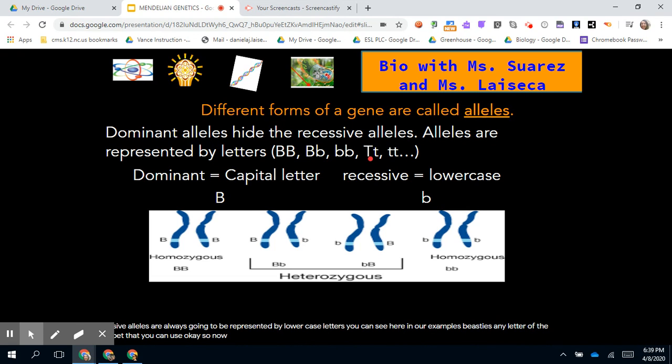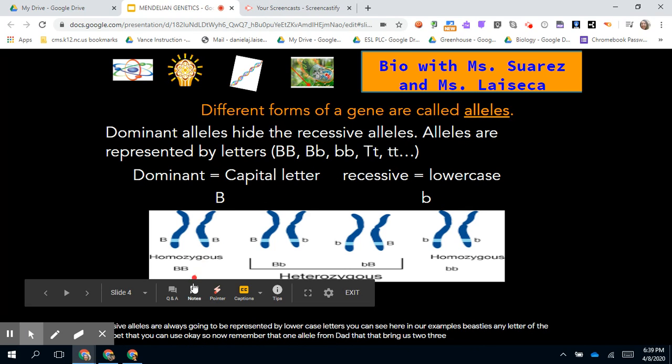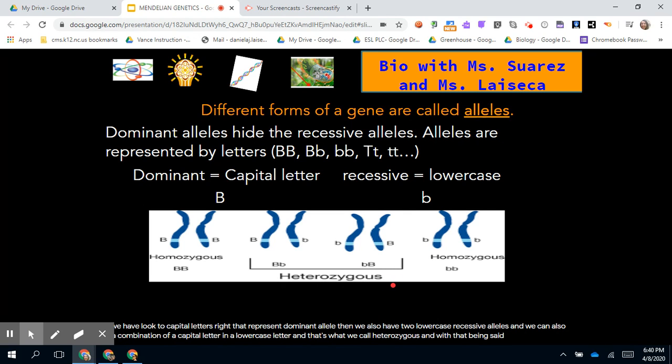So now, remember that we always get one allele from mom and one allele from dad. That brings us to three different possible combinations. Over here we have, look, two capital letters, that represent a dominant allele. Then we also have two lowercase recessive alleles, and we can also have a combination of a capital letter and a lowercase letter, and that's what we call heterozygous. And with that being said, before we go any further, let's review four important vocabulary words.